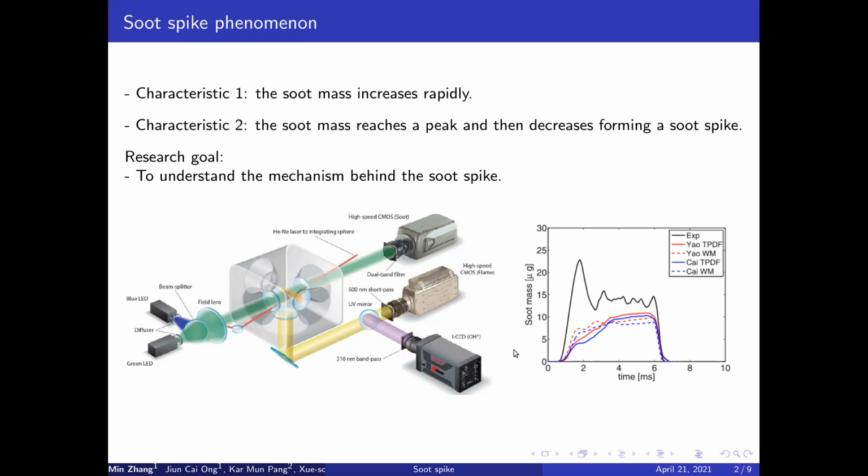After ignition, we can see the soot spec as the soot increase rapidly. So this is the first characteristic for the soot spec. Then the soot mass reach a peak and then decrease to form a spec. So this is the second characteristic.